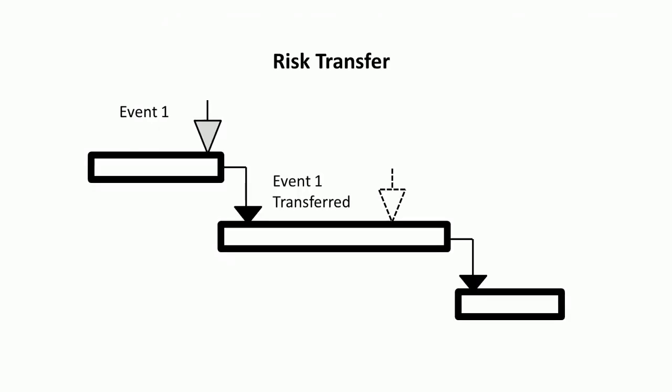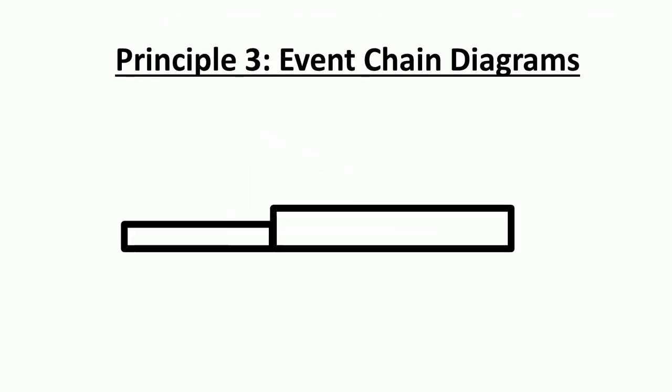The third principle defines rules for visualization of the events or event chains using event chain diagrams. Here are a few important rules. Event chain diagrams present events as arrows on the Gantt charts. Arrow pointing down is a threat. Arrow pointing up is an opportunity.